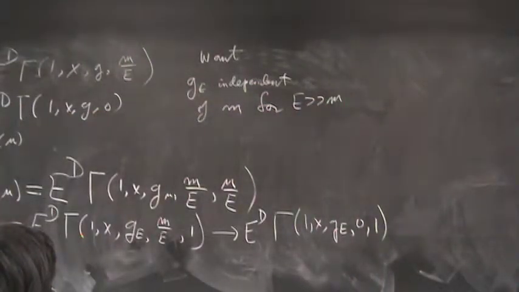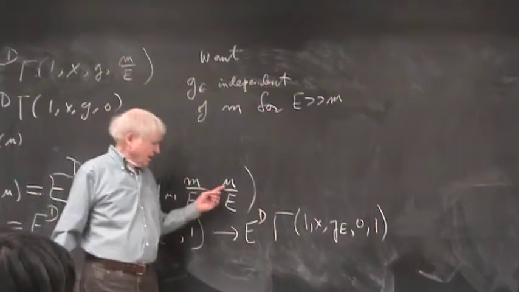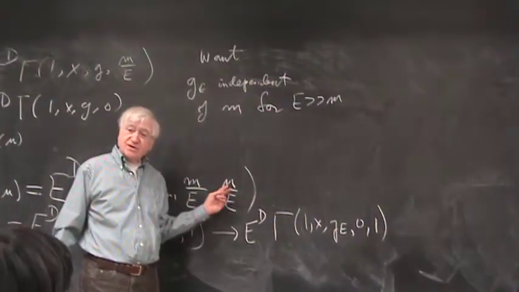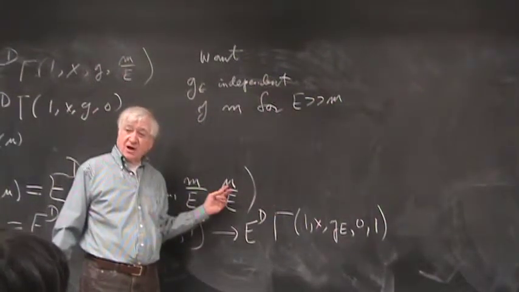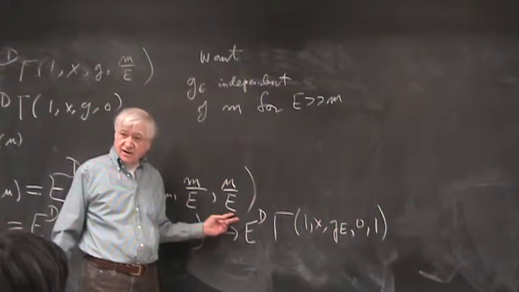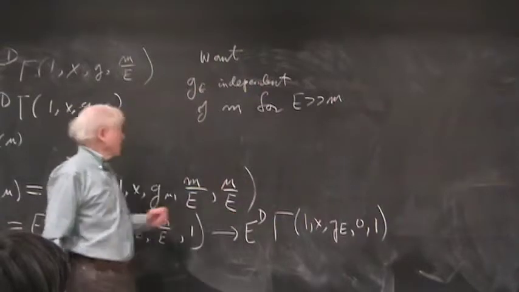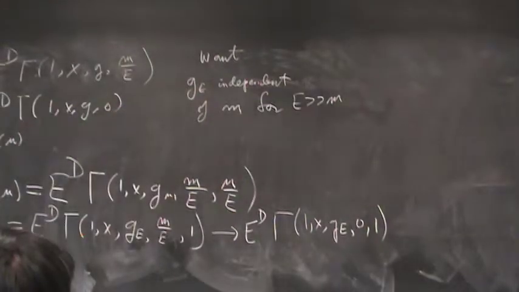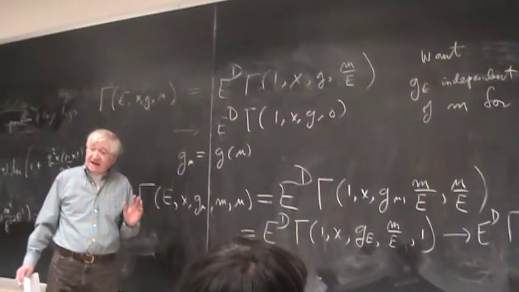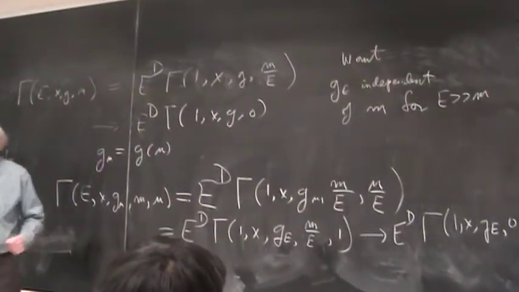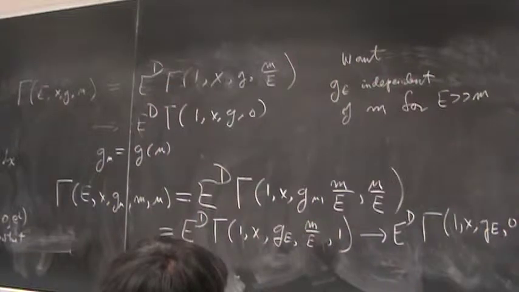What did we do when we went from mu over E to 1? Good question. We're deciding to renormalize at the energy scale that we're interested in. Mu is telling us about that. In other words, we're computing something at energy scale E. In that case, you set mu equal to E. Okay. That's the idea.